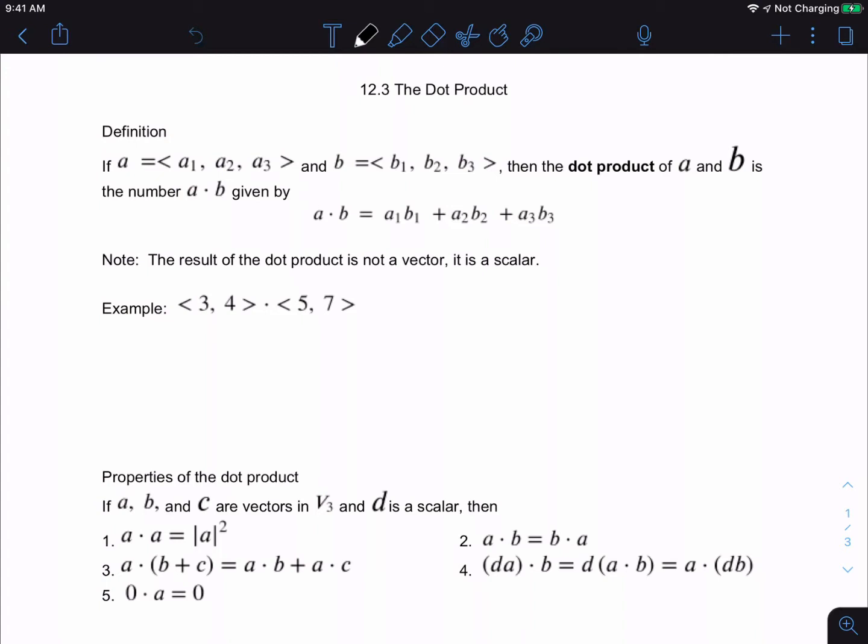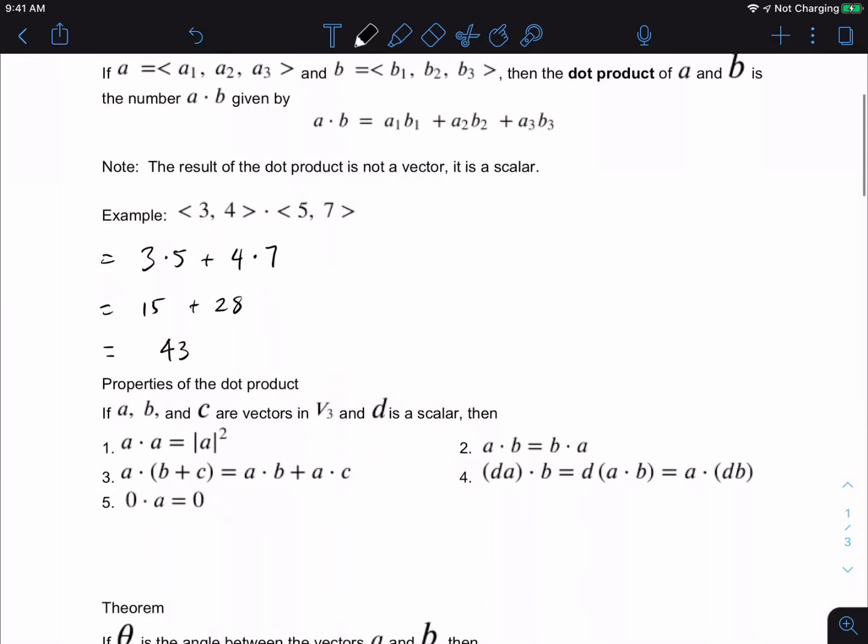So I'm going to take the 3 from the first vector times the 5 from the second vector, and then add them, multiply, and then add the second value in the first vector and multiply it with the second value in the second vector. So that's going to give me 15 plus 28, and so the result ends up being a scalar of 43.